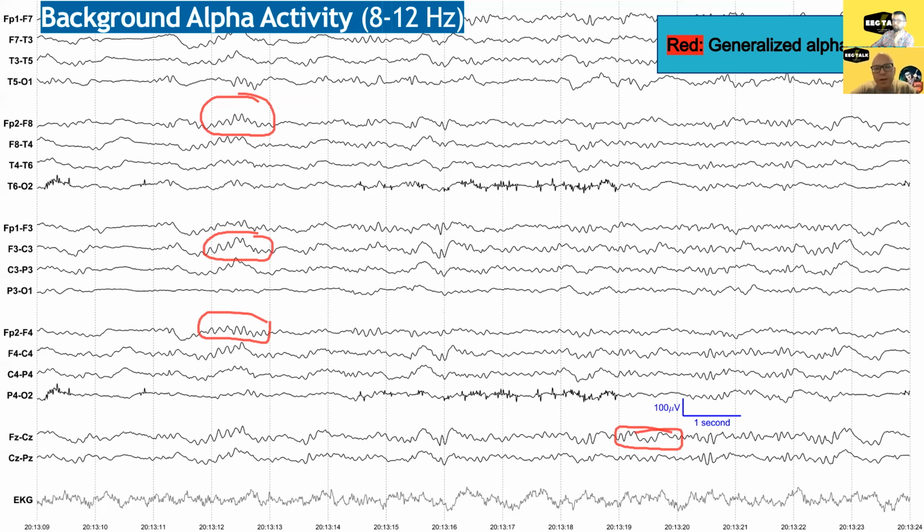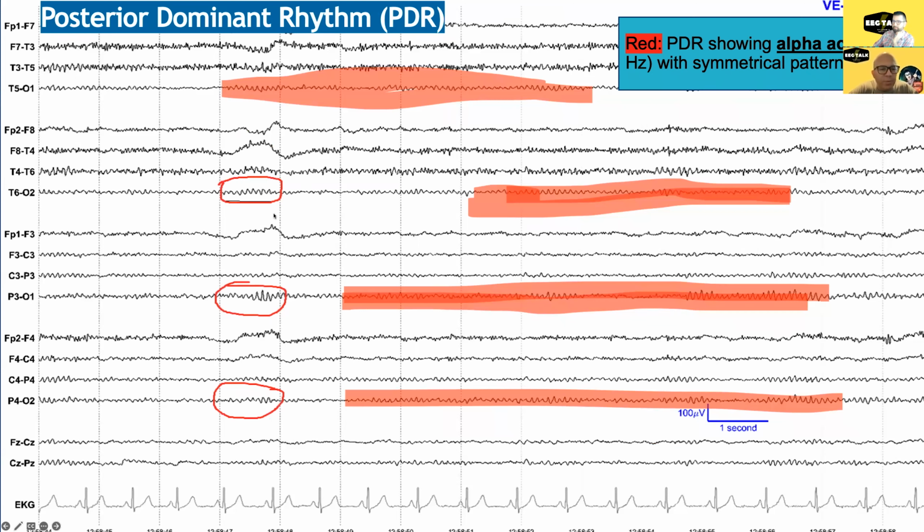Got that out of the way. All right, now we have a PDR. We already know about this. We do. It's very different, isn't it? Yeah, you can't see it in the front this time. It's really only in those posterior leads, T501, T602, P301, P402. Right. Yeah, they're pretty good, sinusoidal, good looking. They are so good looking.